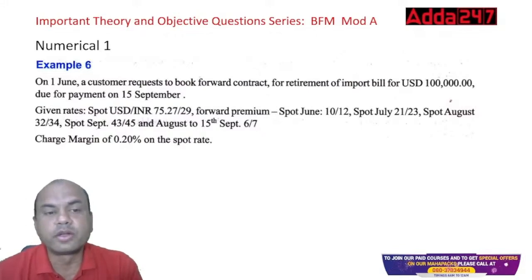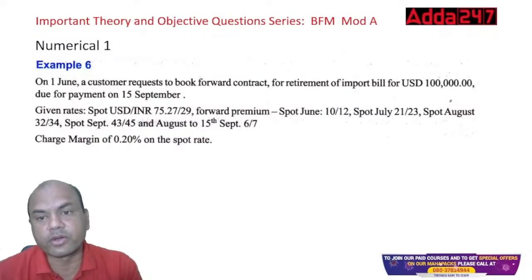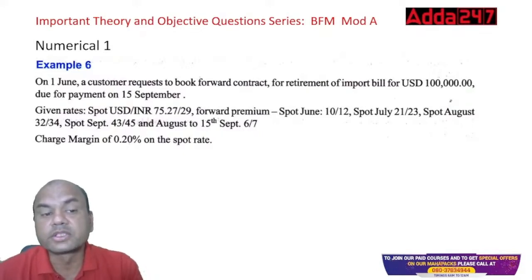On 1 June, a customer requests to book a forward contract for retirement of an import bill for USD 1 lakh, due for payment on 15th September. Given the spot USD INR rates as 75.27/29. Forward premium is given: for June it is 10 to 12, for July 21 to 23, for August 30 to 34, for September 43 to 45, and for August to 15th September it is 6 to 7. So charge a margin of 0.2% on the spot rate.